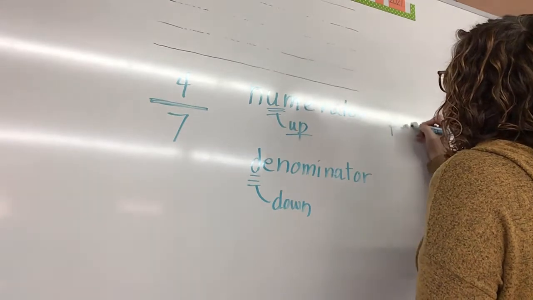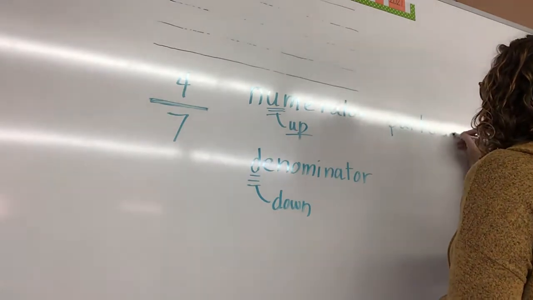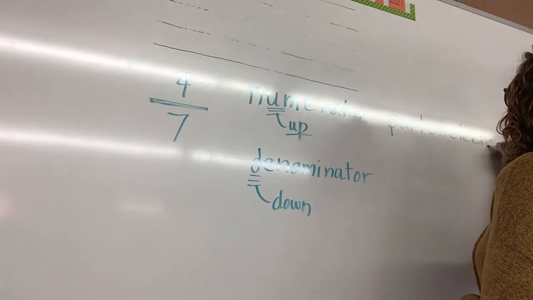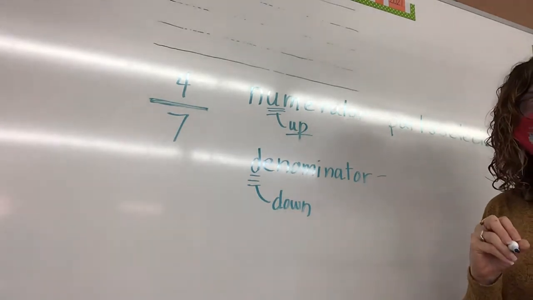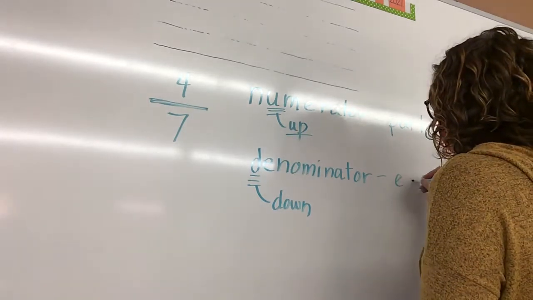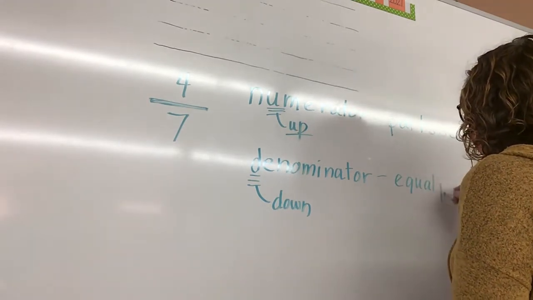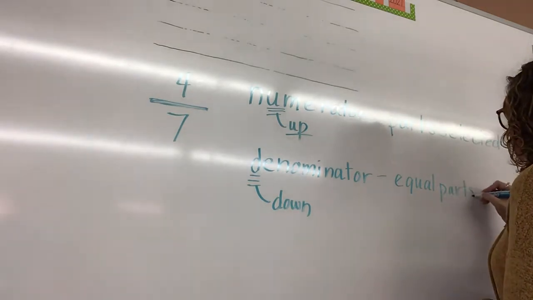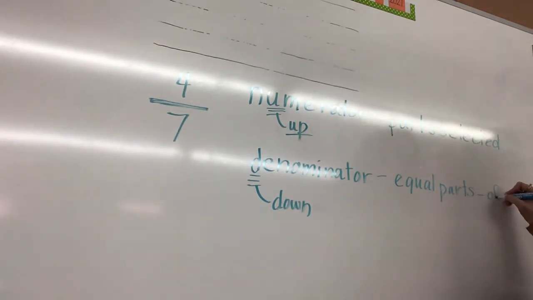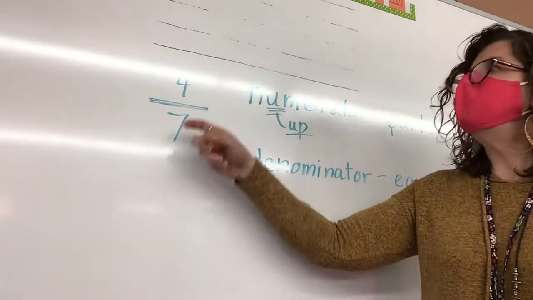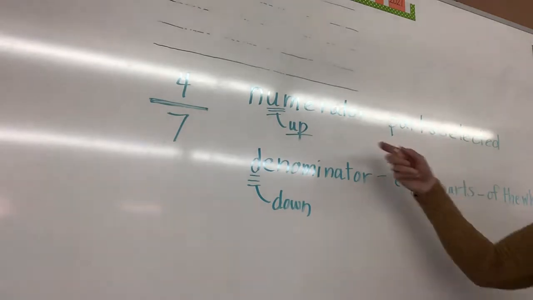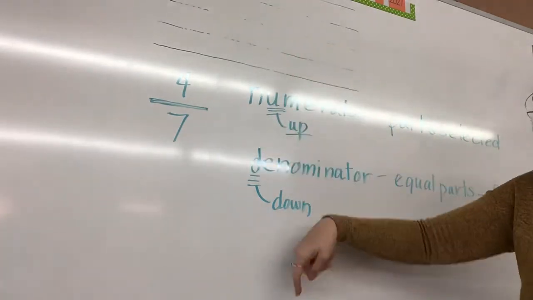Alright, parts selected. What's your denominator? Go ahead and say it. Equal parts of the whole. So you've taken something, and they're all divided into equal parts, but you're talking about the whole thing. Equal parts of the whole thing. So all the parts together, there were 7 parts. Alright? So there are 7 parts, and you have 4 of them. That's the part selected. Your numerator's up, your denominator's down.